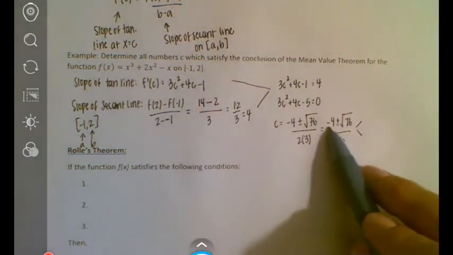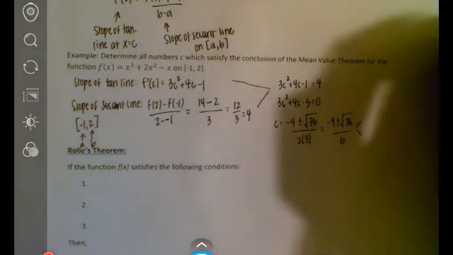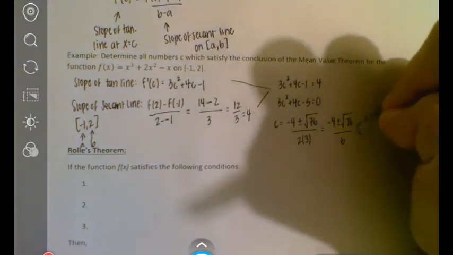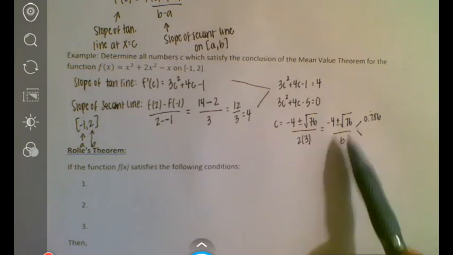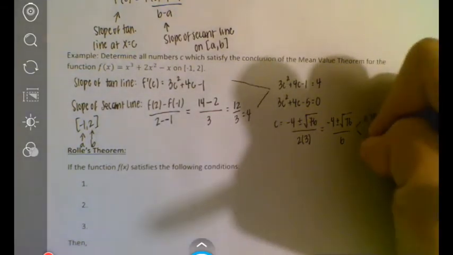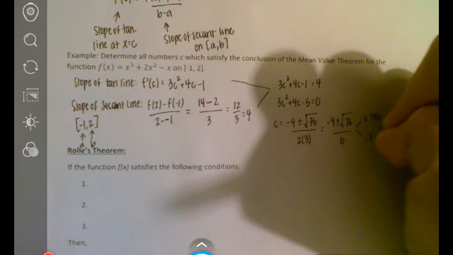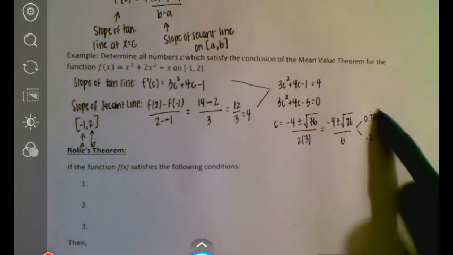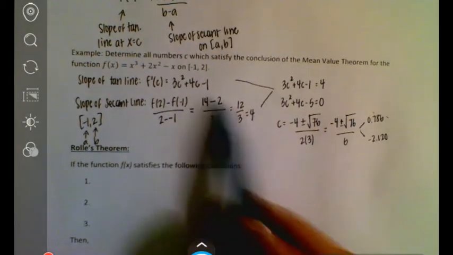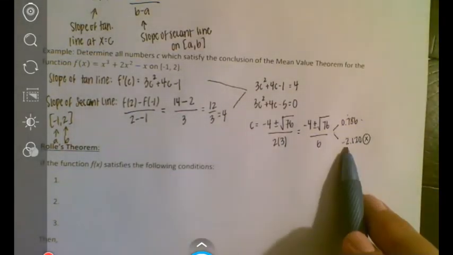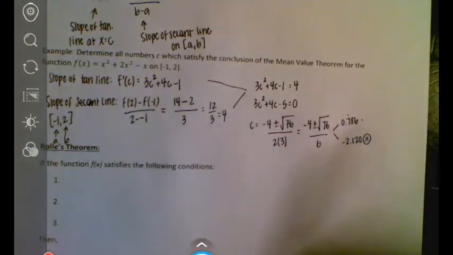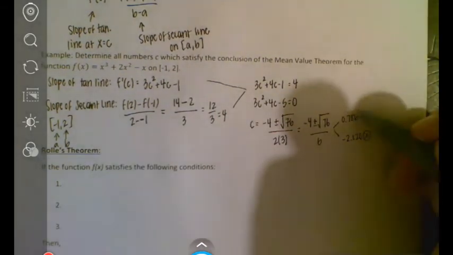If I do the plus, so -4 plus the square root of 76 over 6, I think that gives me 0.786. If I do the minus, -4 minus the square root of 76 all over 6 will give me a negative, I think, 2.120. But remember that these c values have to fit within the interval that we're given. So this one actually doesn't end up being a value because the -2 is outside of the interval that we're given. So this must be the only c value.